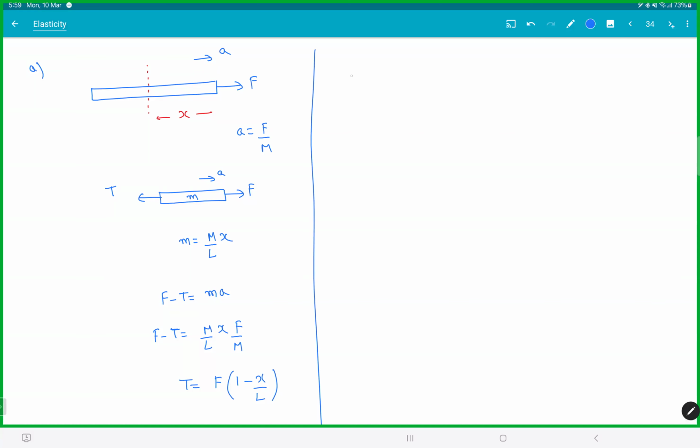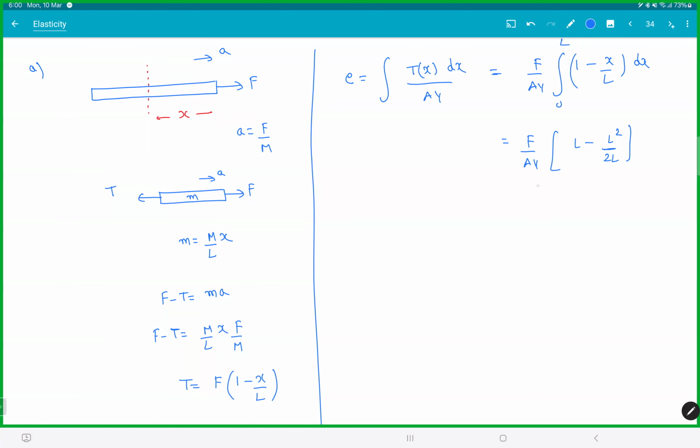Once you got this, we know the elongation formula is the integral of tension as a function of x into dx by AY. Substituting here, F by AY is constant, integral of (1 minus x by L) dx. The x limits go from 0 to L. This would be F by AY times (L minus L square by 2L), which is FL by 2AY.